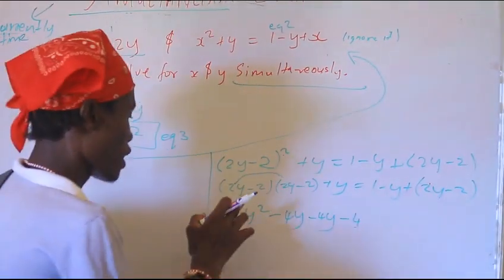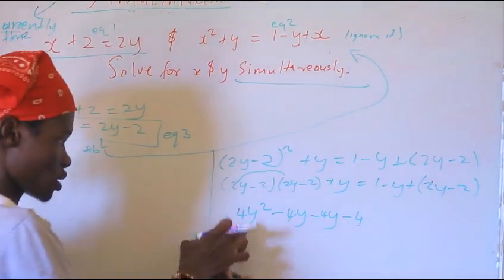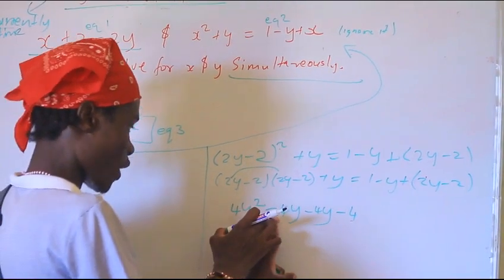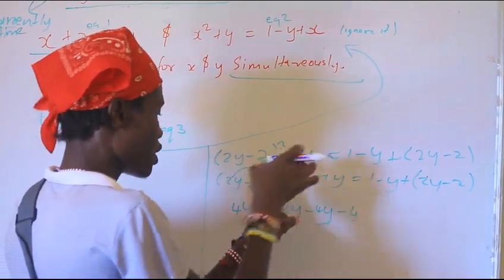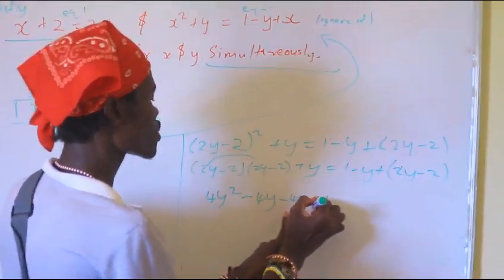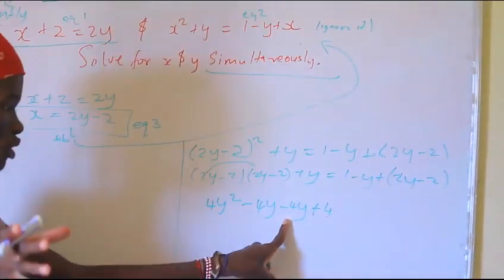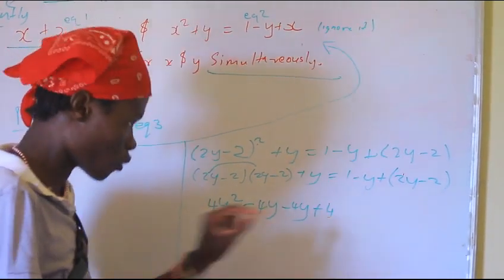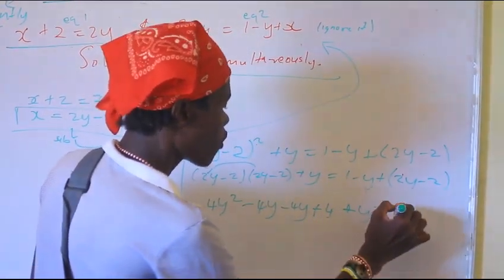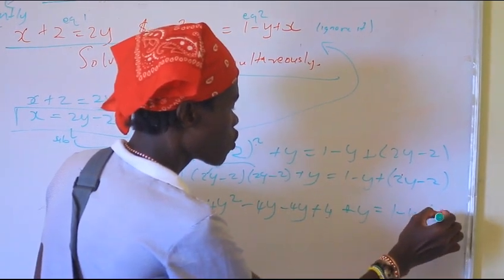Oh, sorry. 2y times 2y, 4y squared. 2y times negative 2 is going to be a negative 4y. A negative 2 times 2y is still the same thing. Then negative 2 times negative 2, it must be a positive. A negative and a negative must be a positive, which means now I'm getting a positive 4. Plus y, then 1 minus y plus 2y minus 2.